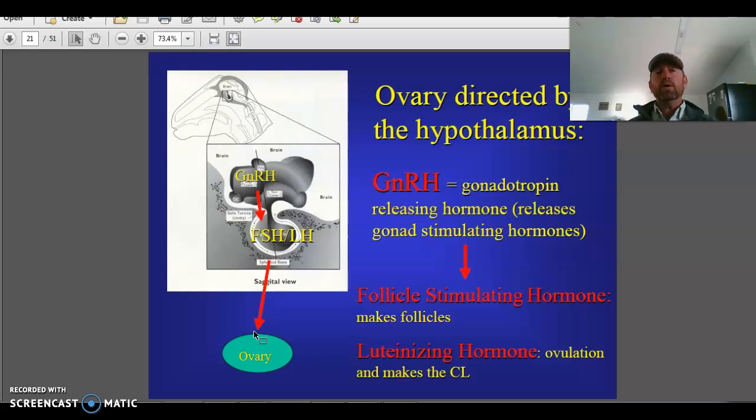And when it dies and regresses, P4, progesterone, decreases. And the brain says, wow, we got a decrease in progesterone. We need to start a new cycle. So the hypothalamus releases GnRH, which triggers the pituitary. FSH is released to the ovary. A new follicle grows.